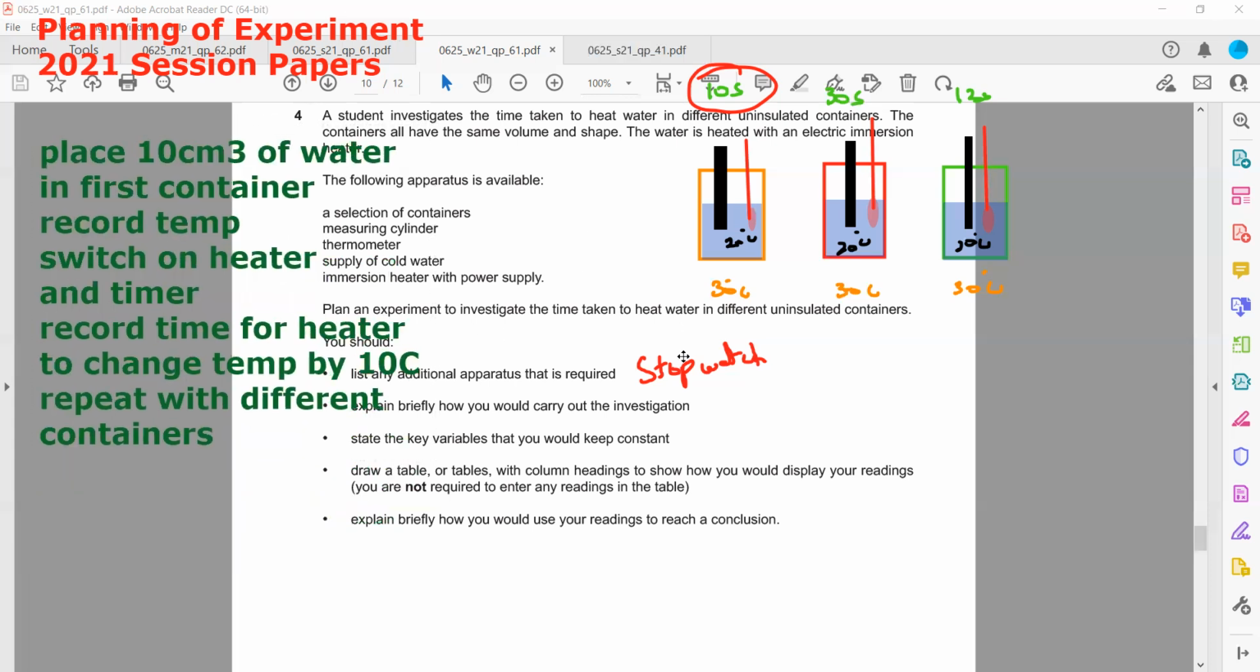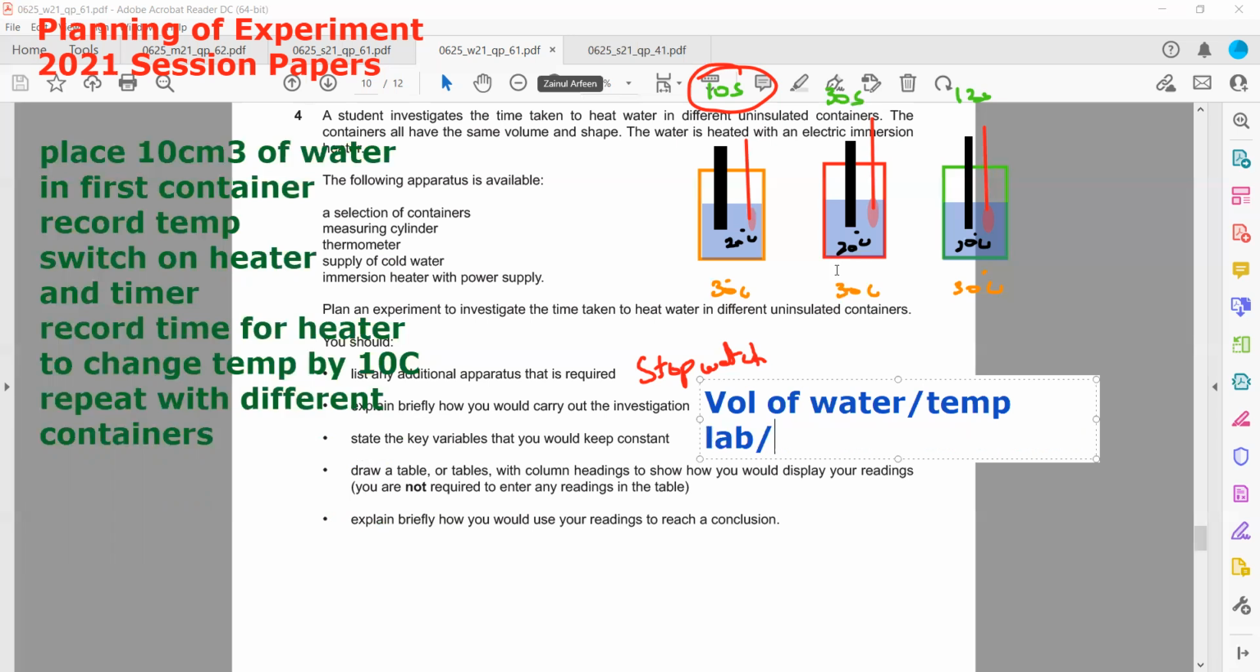Then state the key variables which we should keep constant. So what are the key variables we should keep constant for a fair comparison? The amount of liquid which we use, or volume of water. The rate of heating or cooling depends on the surrounding temperature as well, so the temperature of the lab, or room temperature, you can mention. It also depends on the amount that we already mentioned, and the type of heater which we are using. And the initial temperature. The starting temperature should be the same for all of them.